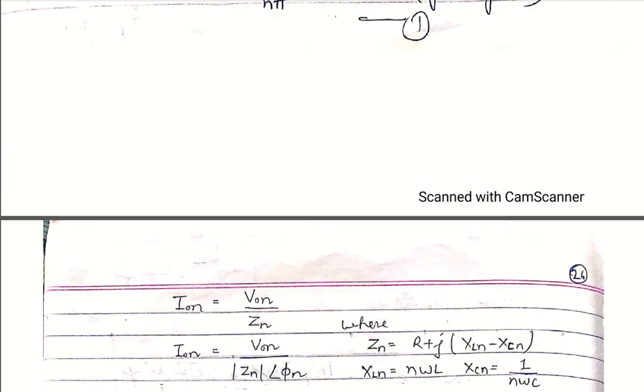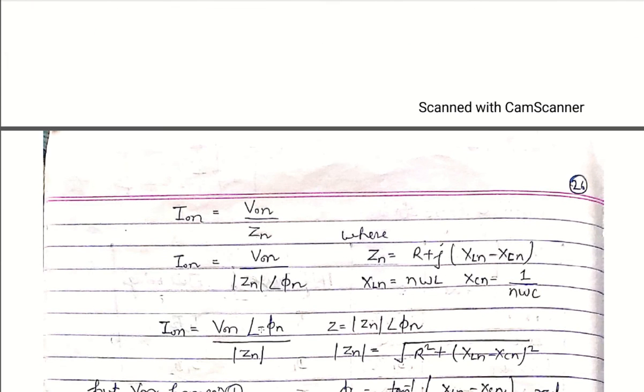And if you want to write the output current across the load, then simply do v0n divided by Zn. Zn is the load impedance at the nth harmonic. If we write Zn in magnitude as well as phase form, it is the modulus of Zn at angle phi n, where Zn is given by R plus j(XLn minus XCn), where XLn is the inductive reactance of the load at the nth harmonic, and XCn is the capacitive reactance of the nth harmonic component, written as n omega L, and XC as 1 upon n omega C.